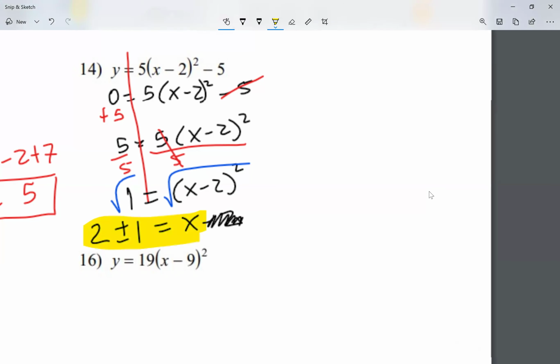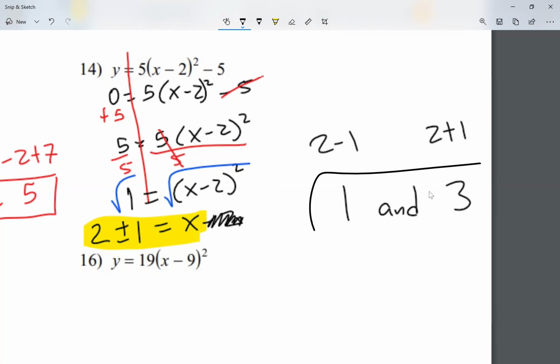I already see what I'm going to need for my answer or answers, because sometimes it might give me 1 or 2 answers. So here to have one way, I'm going to do 2 minus 1. And my other answer is going to be 2 plus 1. I know 2 minus 1 is 1. I know 2 plus 1 is 3. So my answers are 1 and 3.